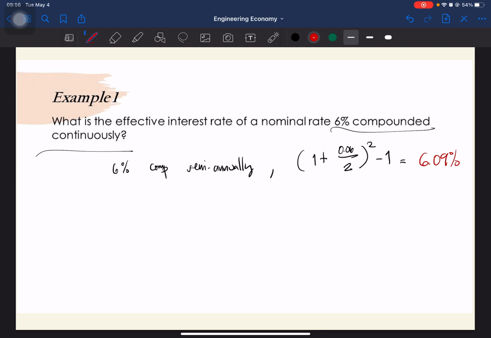Ibig sabihin, if you invested 1,000 pesos, then you are going to have 1,060.9 pesos at the end of the year. Okay? Anyway, next is 6%, ginagawa lang to for comparison, monthly. So, anong effect niyan sa isang taon? 1 plus 0.06 divided by 12 raised to 12 minus 1.